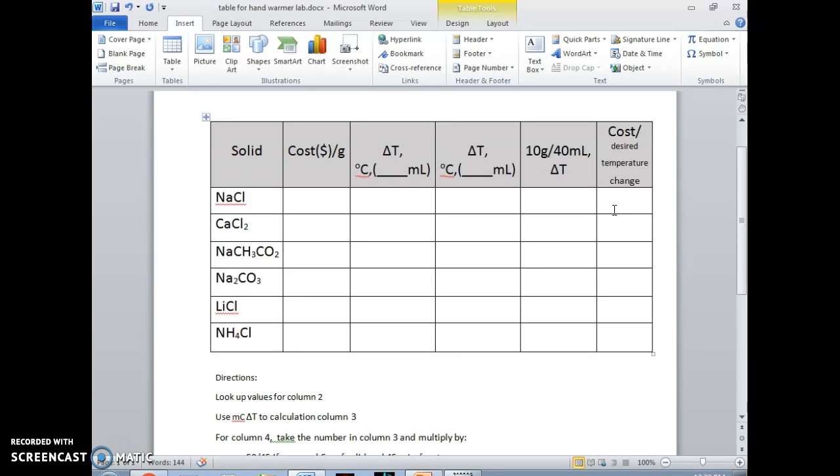You're looking for where did I get the most temperature change? So this is just an arbitrary number. It's cost per temperature change. I don't know if it's a real unit or not, but let's say that it is.